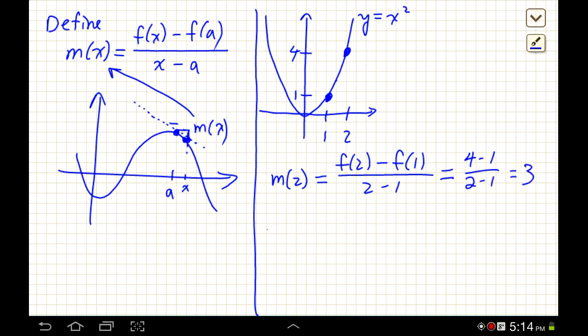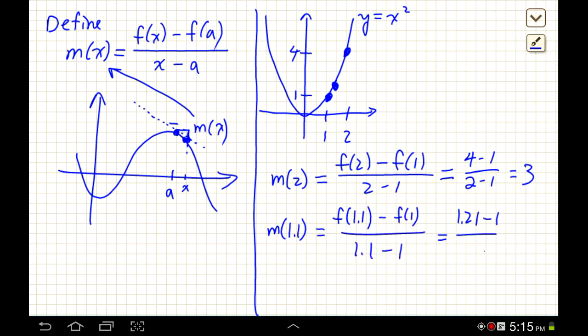Now the secant slope for an x value of 1.1. Suppose we pick a point that's closer now, say around there. Then the y value for 1.1 is just 1.21. So the slope for that secant line now becomes 1.21 minus 1 over 1.1 minus 1, which gives us the value 2.1.